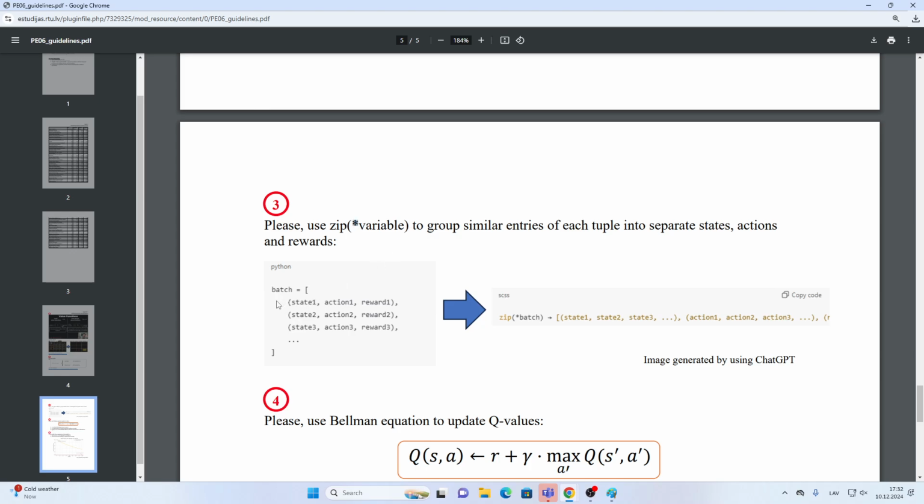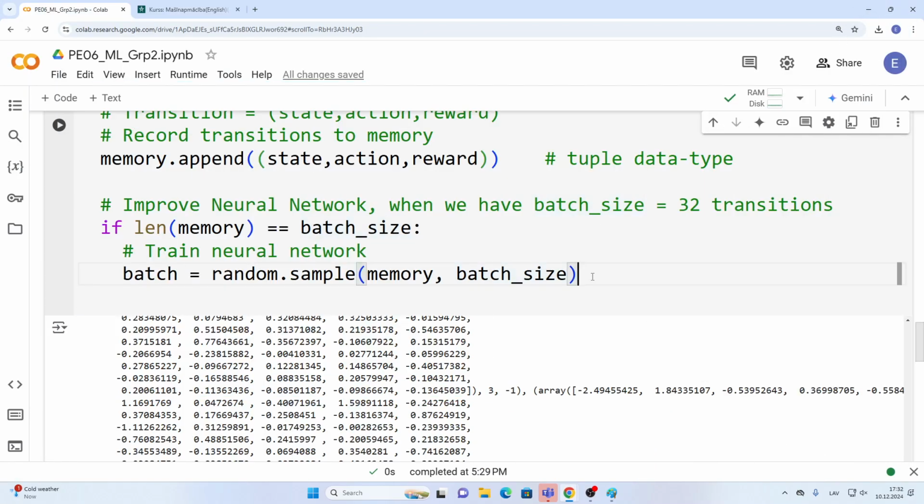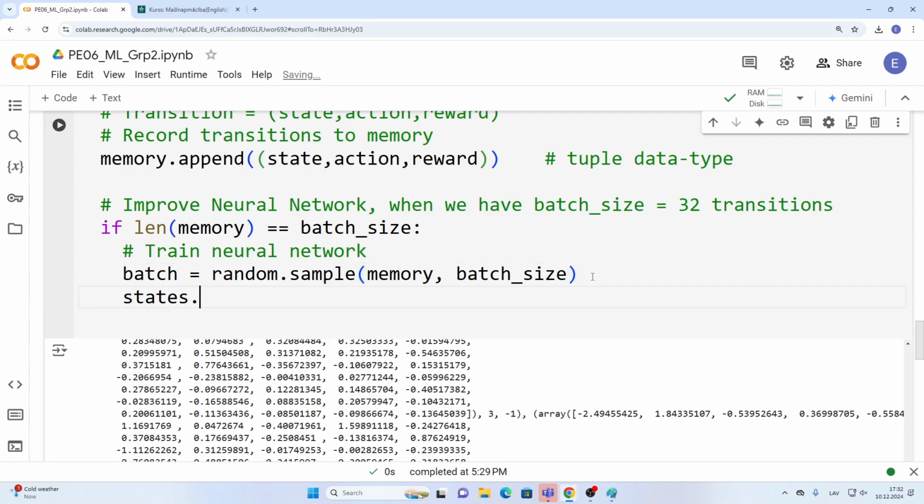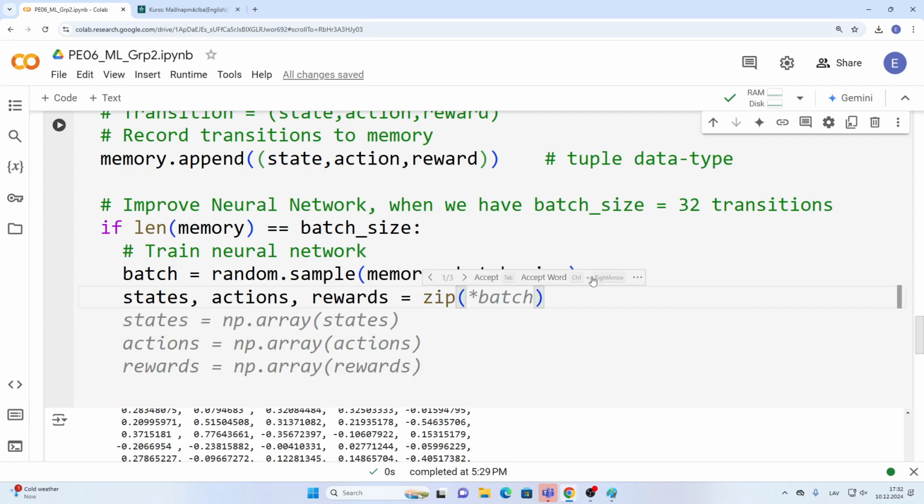Currently our batch consists of tuples: state 1, action 1, reward 1 is tuple 1; state 2, action 2, reward 2 is tuple 2, and so on. But what we want is a set of three arrays: state 1, state 2, state 3; action 1, action 2, action 3; and reward 1, reward 2, and so on. You can do this with the zip command to split that into separate columns, which will be states, actions, and rewards, and then zip the batch.